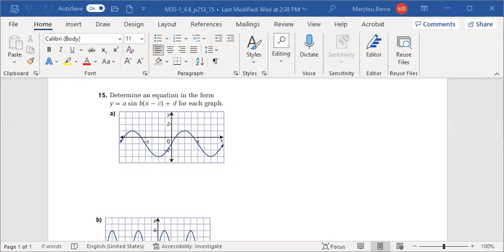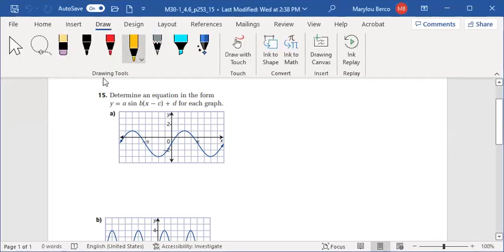Okay, number 15 on page 253. Determine an equation in the form y = a sin b(x - c) + d for each graph. Okay, so for a, the amplitude is equal to max minus min divided by 2, which is 2.